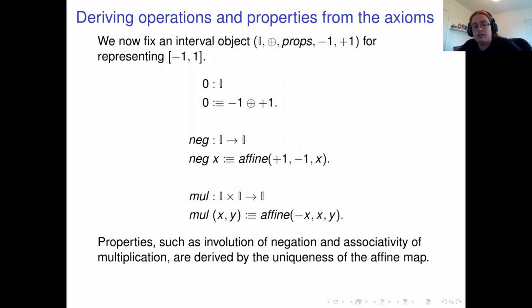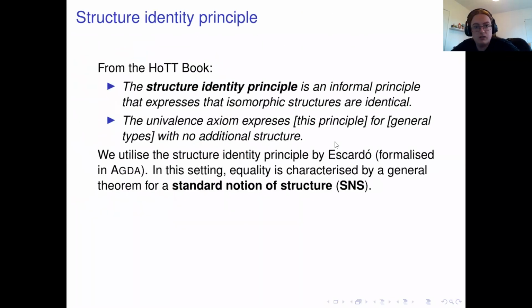So finally, I'm going to give a very quick run through of how we apply a structure identity principle to interval objects. So the structure identity principle is an informal principle that expresses that isomorphic structures are identical. The univalence axiom expresses this principle for general types with no additional structure. And we utilize the structure identity principle by Martin Escardó, formalized in the same Agda library that I'm writing this work in, and that's already been introduced to us in Max's talk on Sunday.